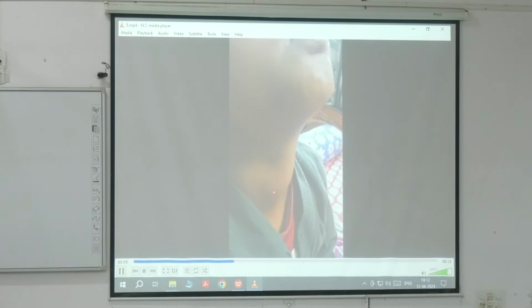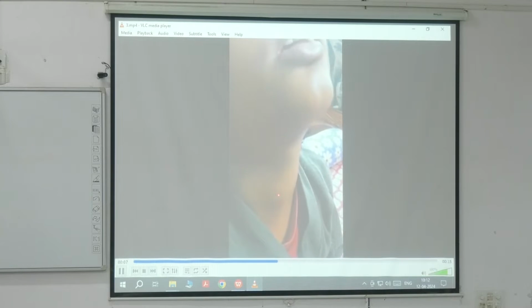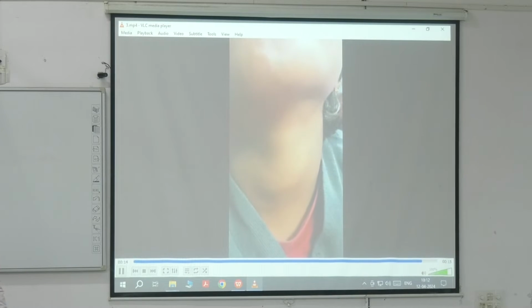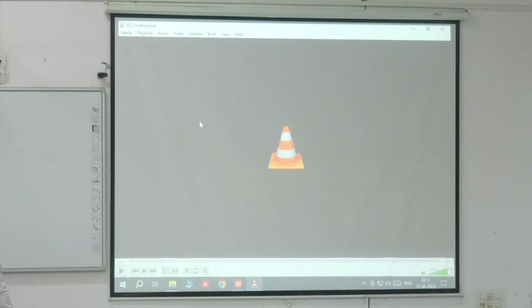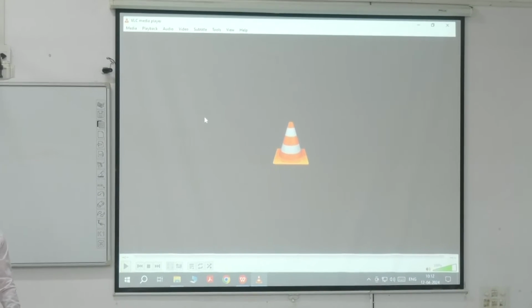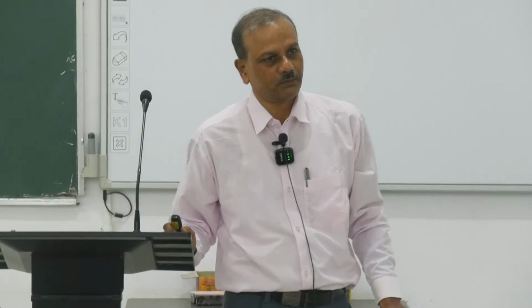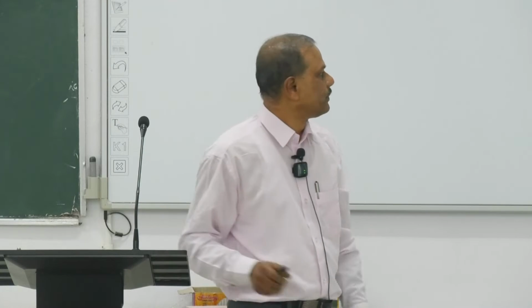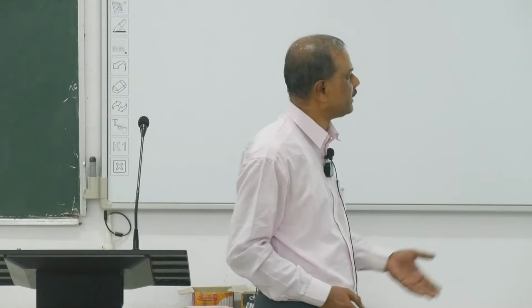See, gradually look, it is moving with the swelling, with the deglutition. So when somebody is present in front of you, just by looking at the neck, you will be able to diagnose whether the patient is having an enlarged goiter. This enlargement of goiter may be associated with normal functioning. It can be associated with hypofunctioning and also hyperfunctioning. And the patient might also be under treatment.